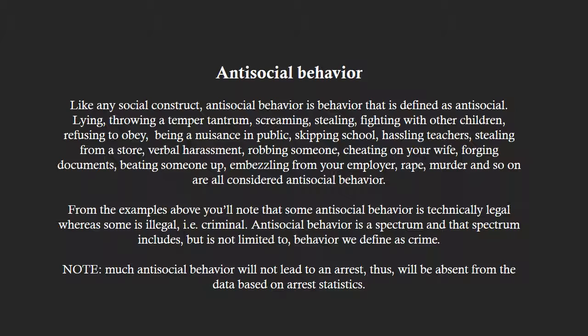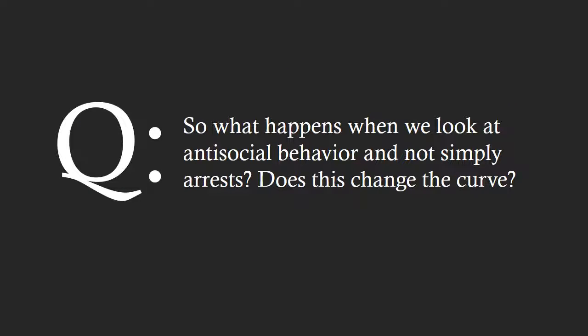From the examples above, you'll note that some antisocial behavior is technically legal, whereas some is illegal, that is criminal. Antisocial behavior is a spectrum, and that spectrum includes, but is not limited to, behavior we define as crime. Note, importantly, much antisocial behavior will not lead to an arrest, thus will be absent from data based on arrest statistics. So, an important question to ask at this point is, what happens when we look at antisocial behavior and not simply arrest? Does this change the age crime curve?